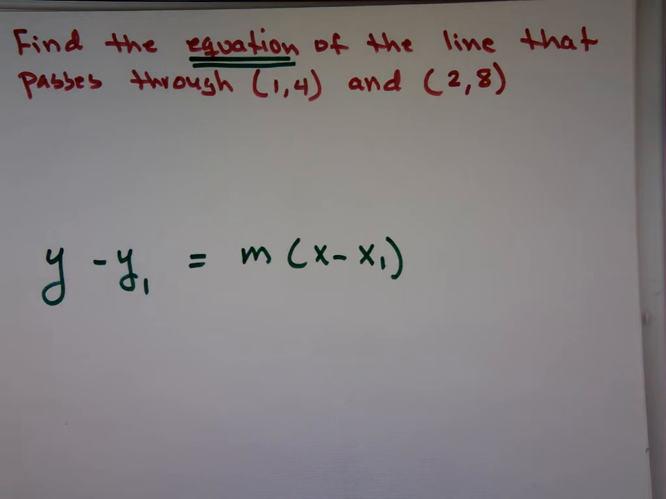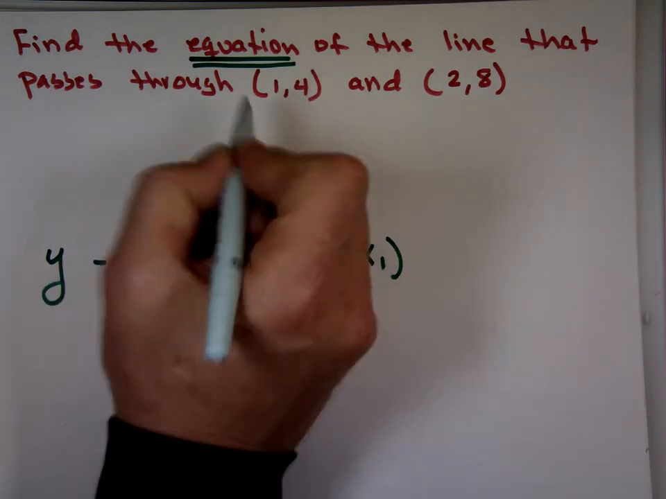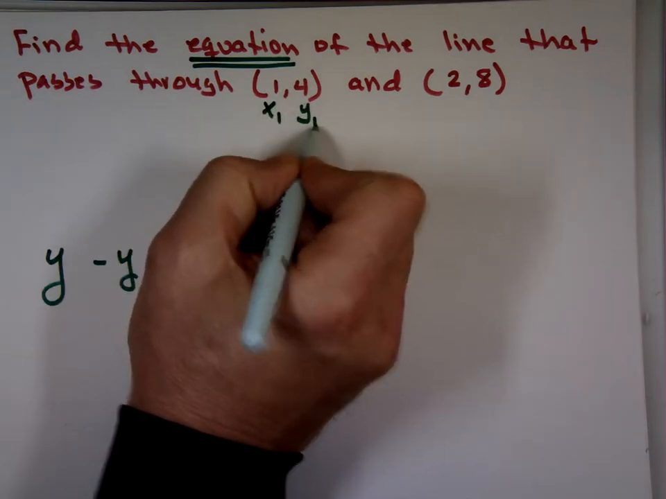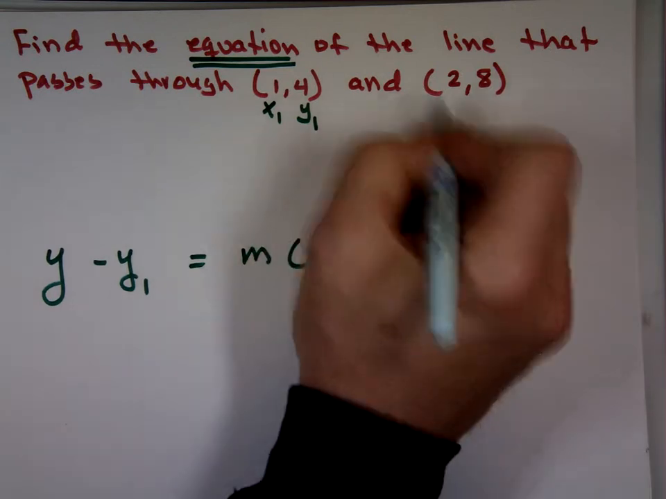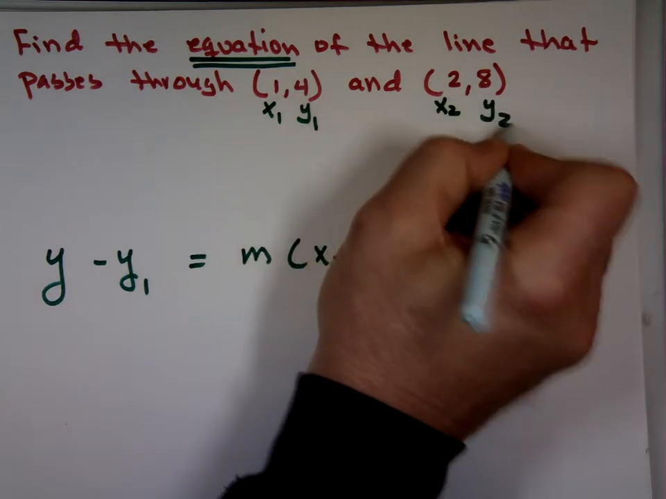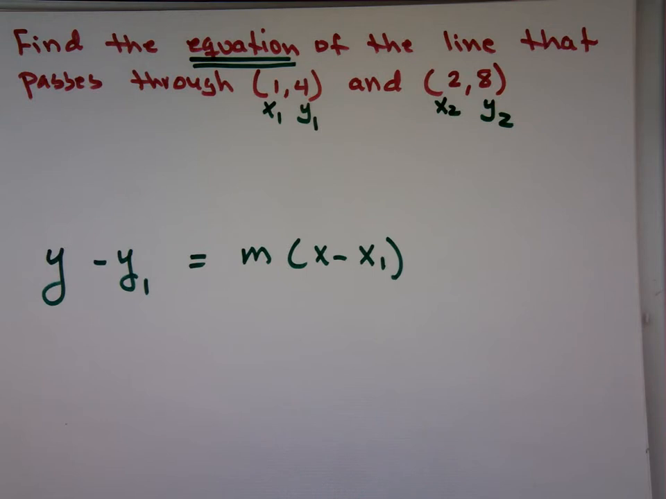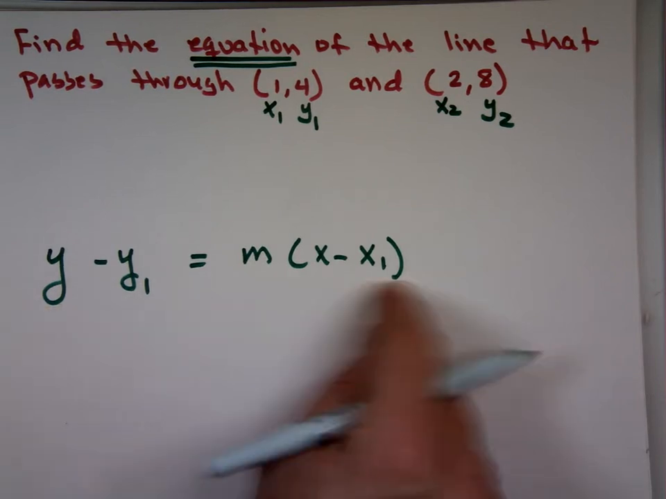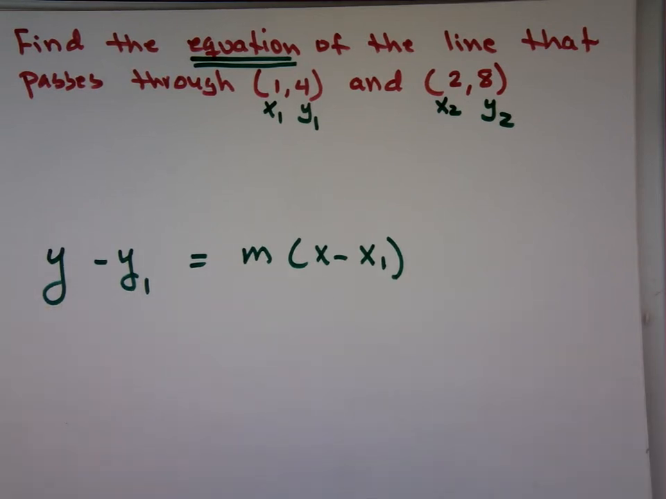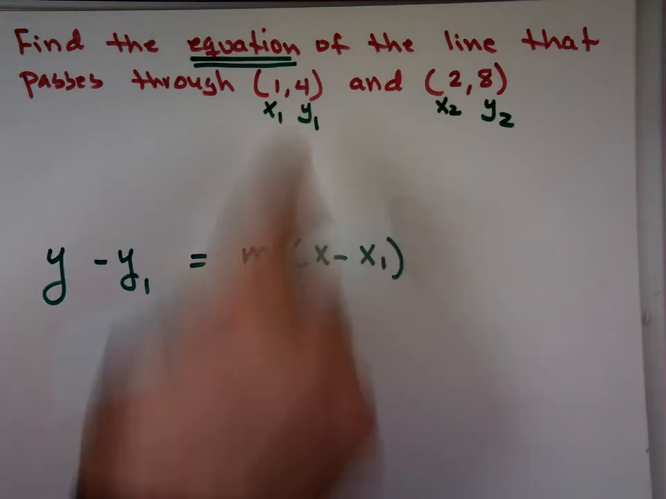Do we have 1 point? Yep, we got 2. We're lucky. So this is x1, this is y1. This is x2, this is y2. So we do have x1, y1. But do we have the slope? No. So I can't solve this, I don't know what the slope is. So what can I do? How can I find the slope? Use these points, you mean? How?